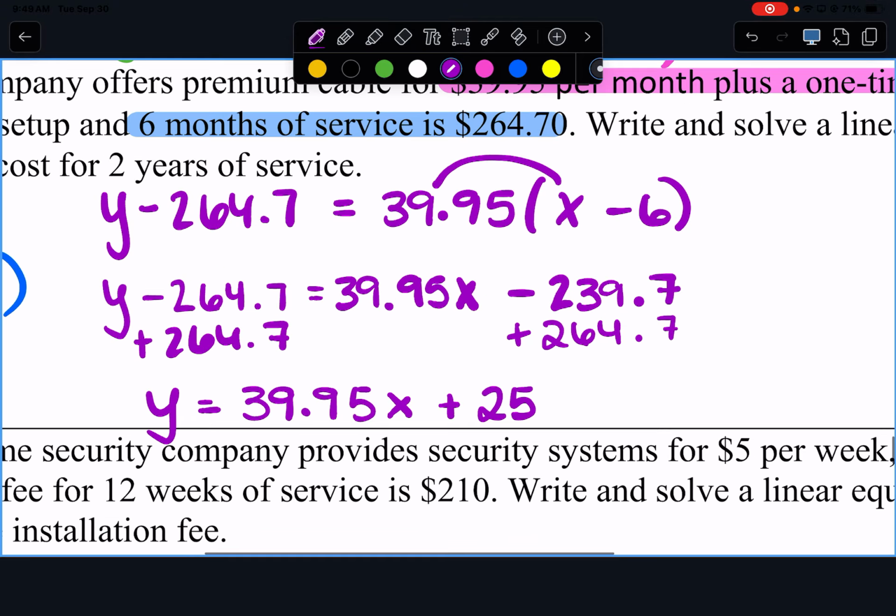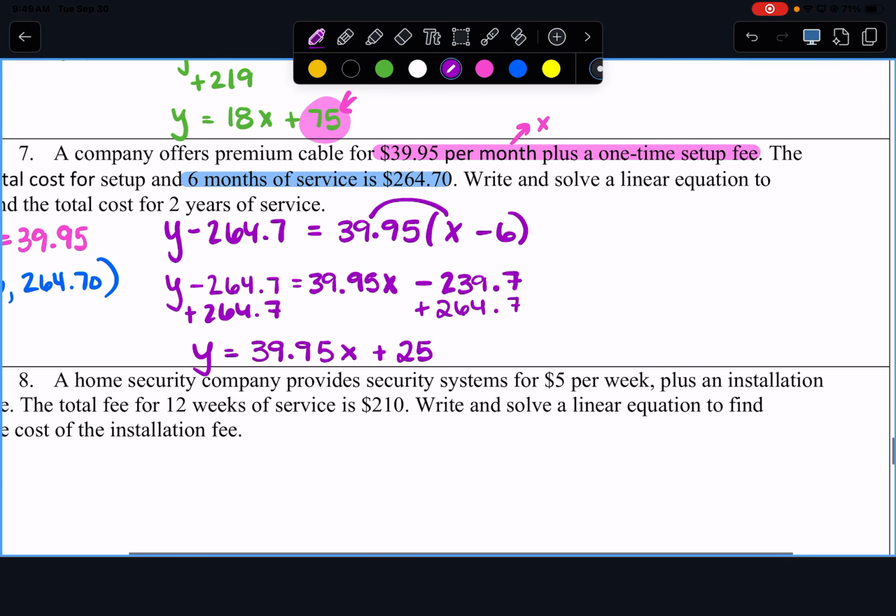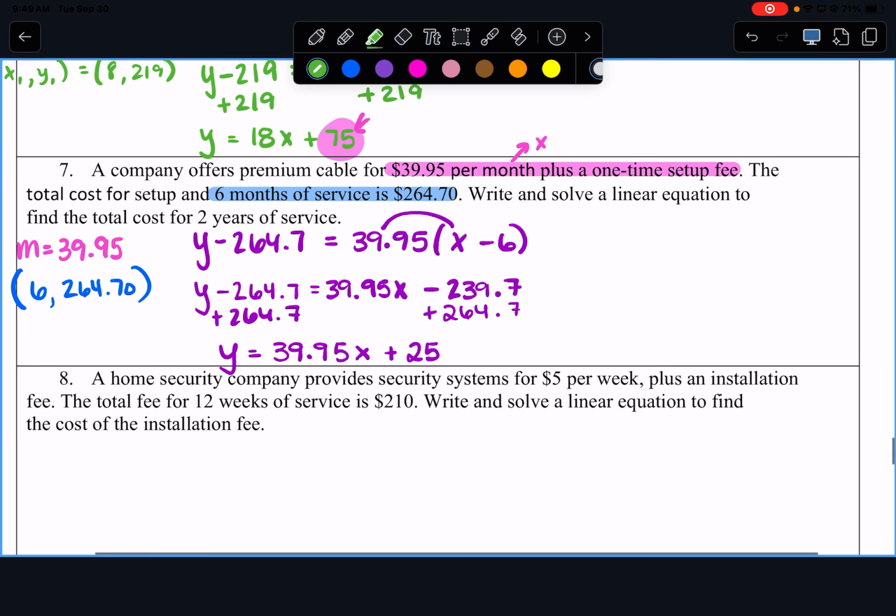All right. So then it says to write and solve an equation for the total cost of 2 years of service. It gives me years. I have money and I have months. So how would I do that? Well, Y is money, right? But can I write years as months, though? 2 years is how many months? That's 24 months. So what do I need to plug in for X?